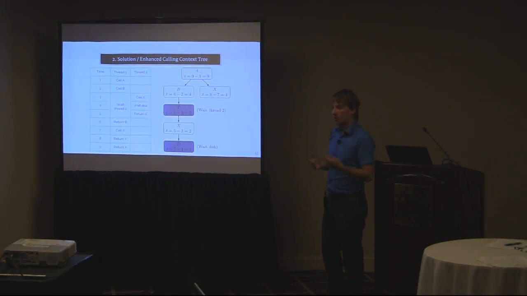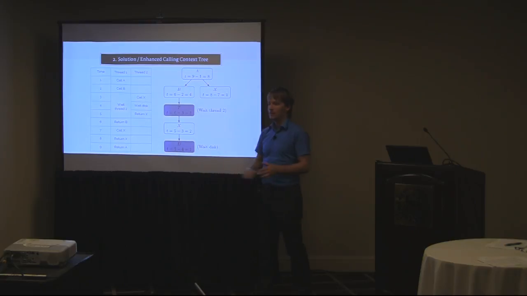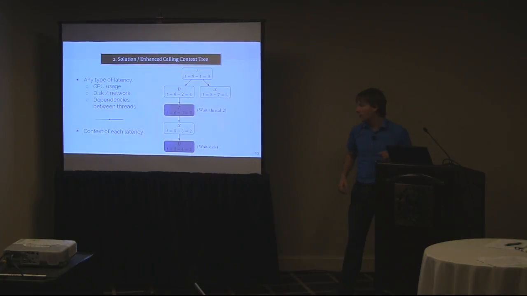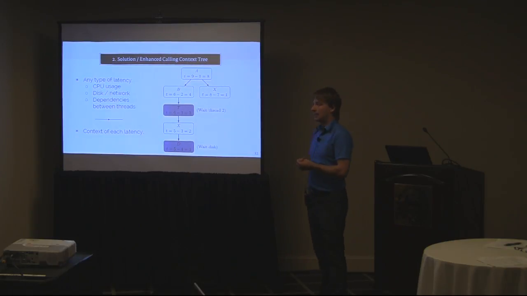This is not an actual function call, but the latency is correctly represented in the tree with the node D that we see at the bottom of the slide right here. So in summary, this enhanced calling context tree can represent any type of latency that can occur during a task execution. It can be CPU usage, disk or network wait, dependencies between threads, etc. Also, for each latency, we have the full context.